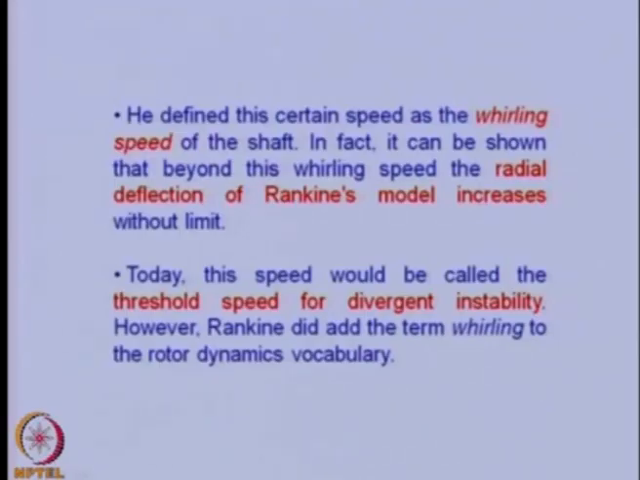He defined this certain speed as the whirling speed of the shaft, and in fact it can be shown that beyond this whirling speed, the radial deflection of the Rankine model increases without limit. So, it goes to an unstable region. Today, this speed would be called the threshold speed of divergent instability. However, Rankine did add the term whirling to the rotor dynamics vocabulary. So, whirling was first used by Rankine.